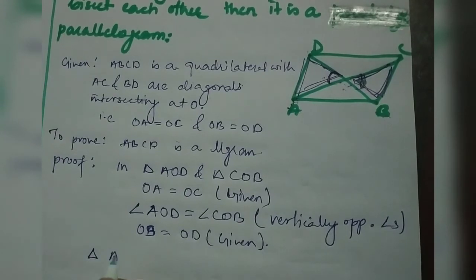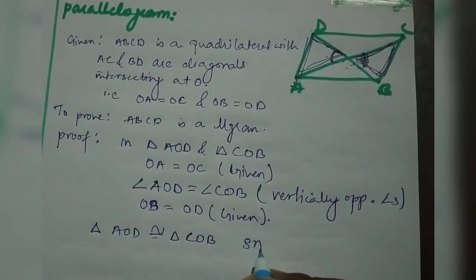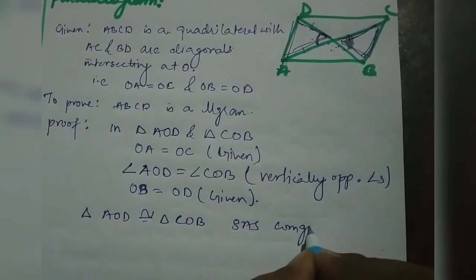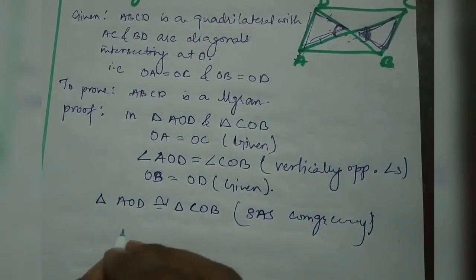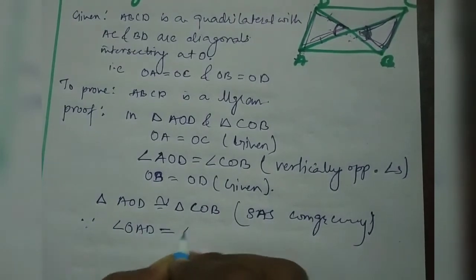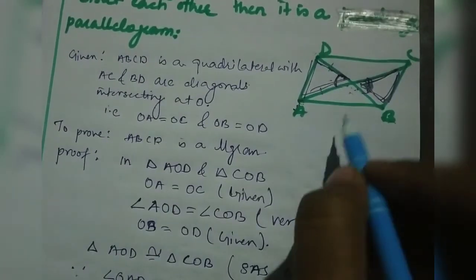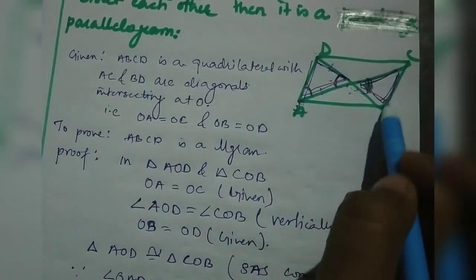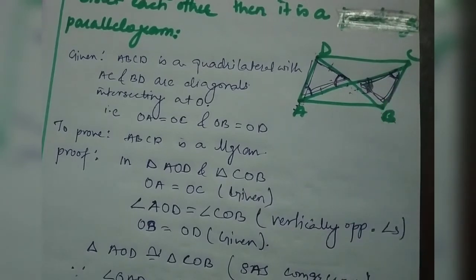So triangle AOD is congruent to triangle COB by SAS. This is the included angle, and these are the sides, so congruency by the SAS rule. Hence we can prove angle OAD equals angle OCB by CPCT. This is equation 1. These two angles are equal by CPCT.